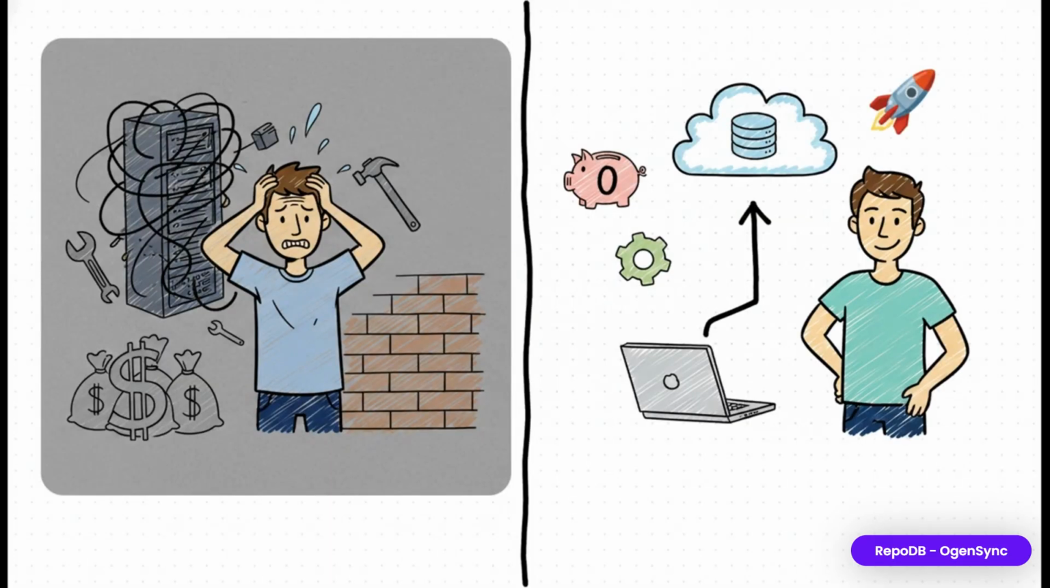And this slide just lays it out perfectly. On the one hand, you've got the old way, the traditional path. You're paying for a virtual server, dealing with updates, and constantly hitting these connection walls, especially if you're trying to use serverless tech. But then look at the repodb way. We're talking practically zero cost, absolutely zero maintenance, and a dead simple API that just works.